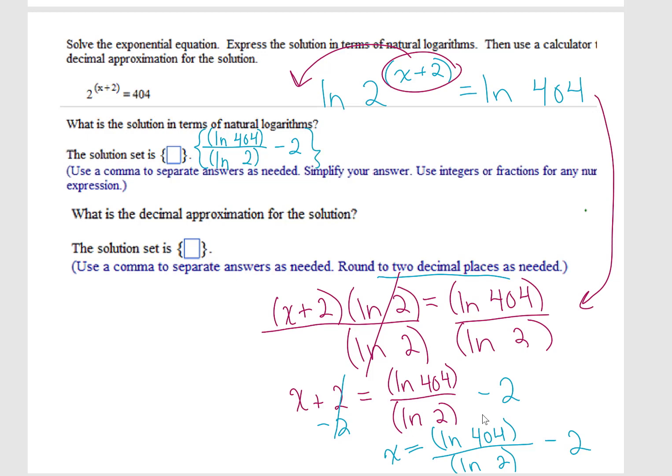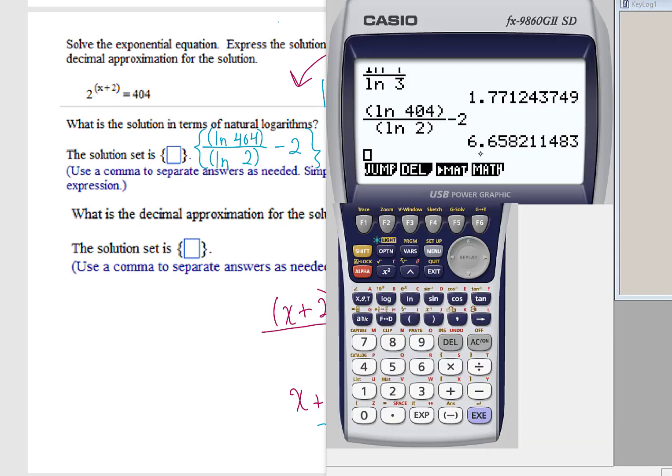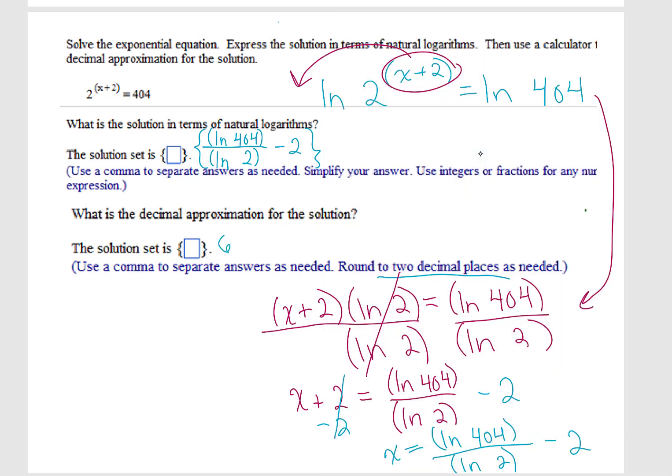Okay, and then they want a decimal approximation. So I'm going to punch that into my calculator. It is, but I look to the right and I see an 8. So that means that my 5 will round up, making it 6.66. That would be my answer, my approximate answer.